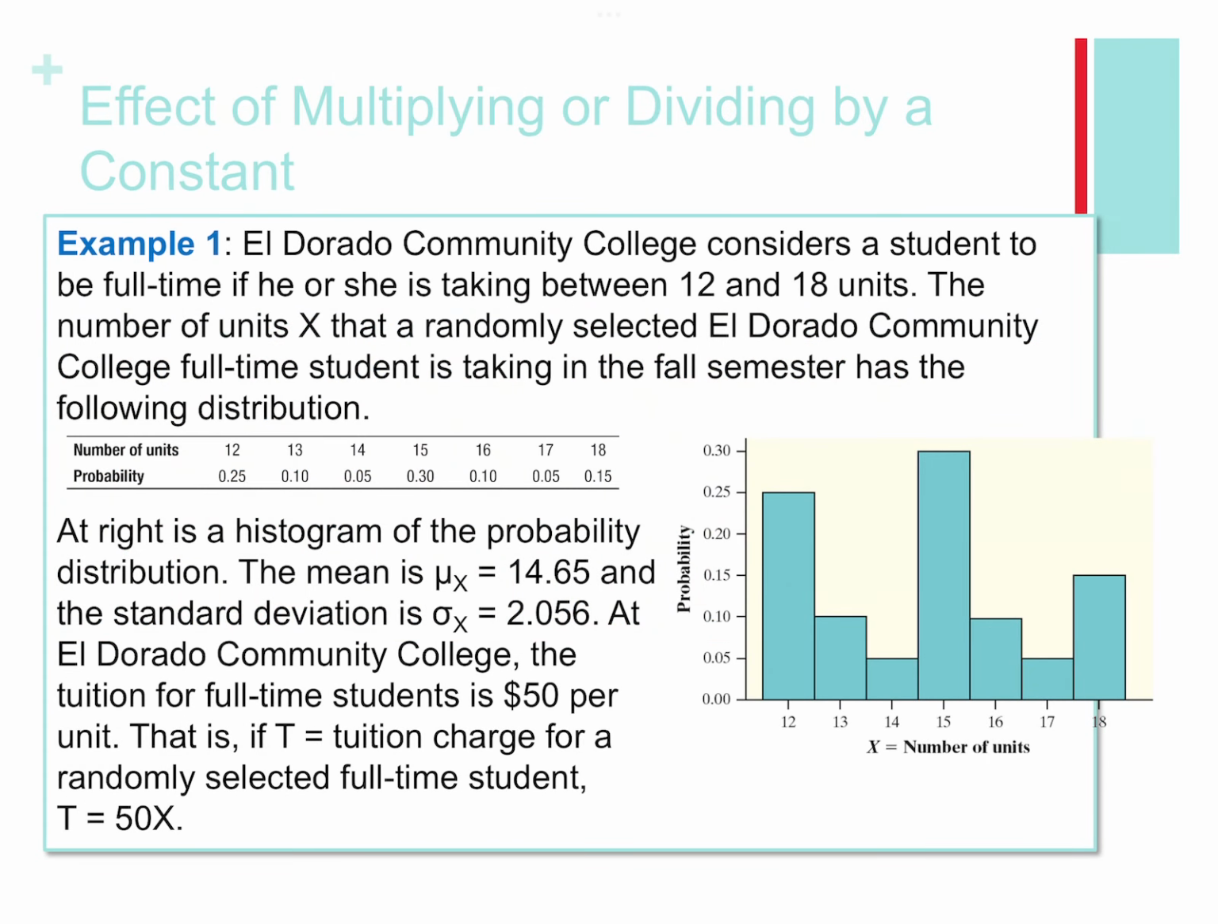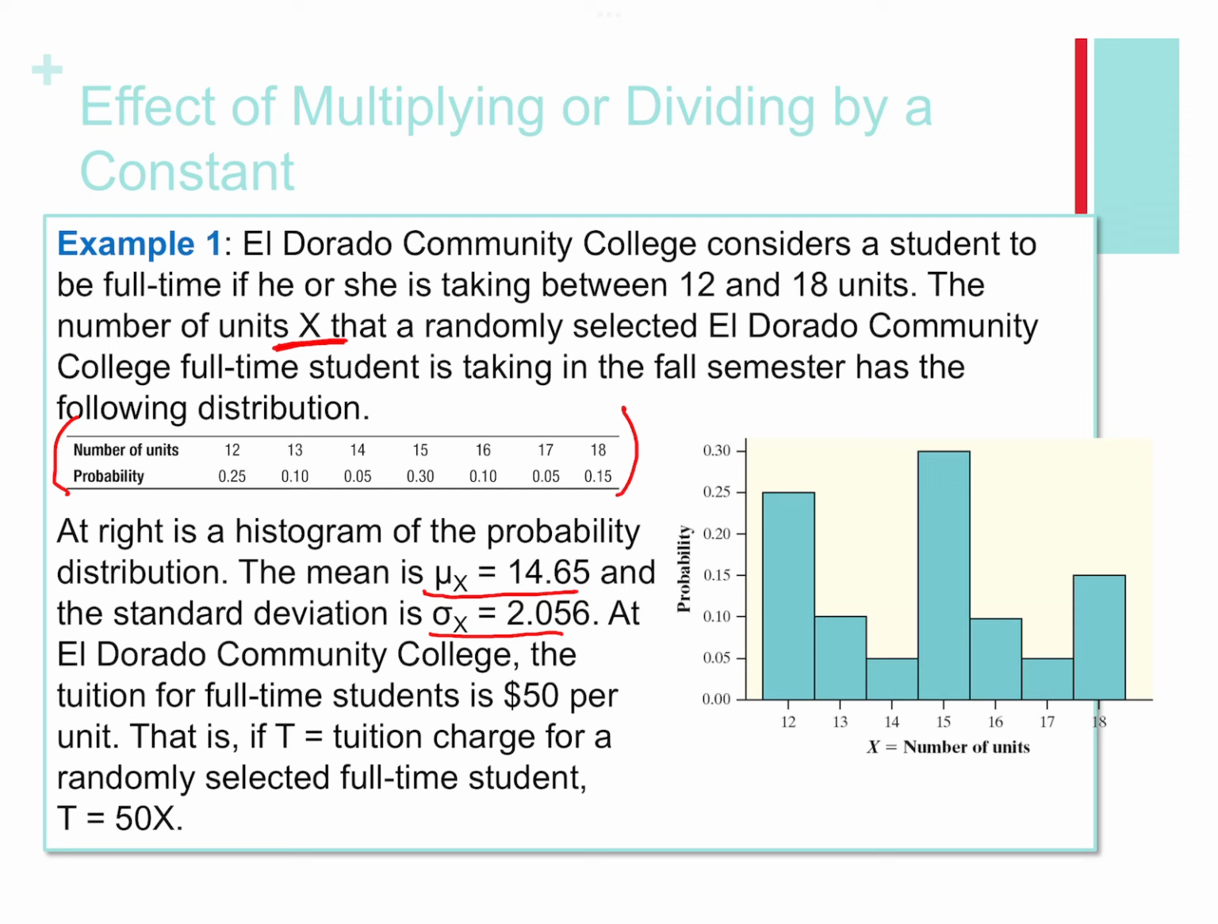So an example: we have a community college that considers a student to be full-time if they're taking between 12 and 18 units or hours. We're going to let the random variable x be how many hours a student is taking in the fall semester. We have the following probability distribution. So this looks like a discrete distribution that we were doing in section 6.1.